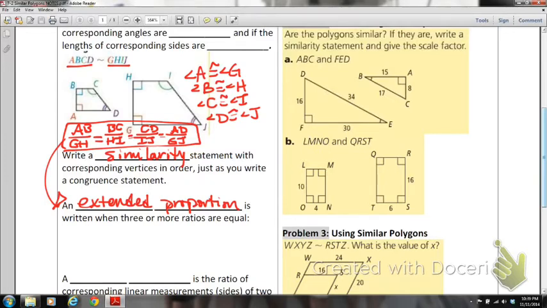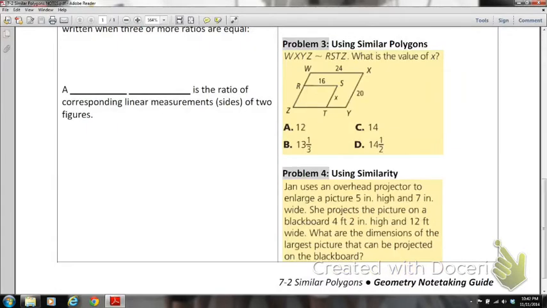The last definition we have is going to be for a scale factor. A scale factor is the ratio of corresponding linear measurements. In this case, with a polygon, is linear measurements of the sides of two figures. So let's draw an example here.